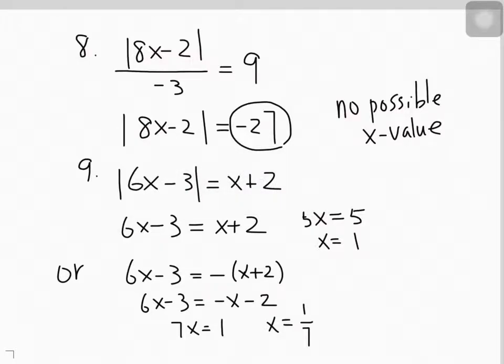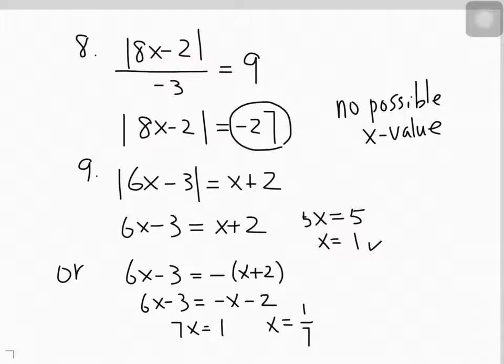Number 9, the absolute value of 6x minus 3 equals x plus 2. So we have to consider two cases. 6x minus 3 equals x plus 2, or 6x minus 3 equals negative x plus 2. For the first one, 6x minus 3 equals x plus 2. I subtract x from both sides, then add 3. So I end up with 5x equals 5, x equals 1. Second one, 6x minus 3 equals negative x plus 2.